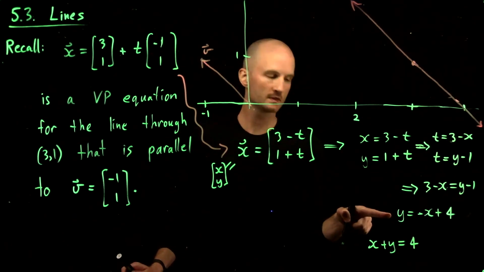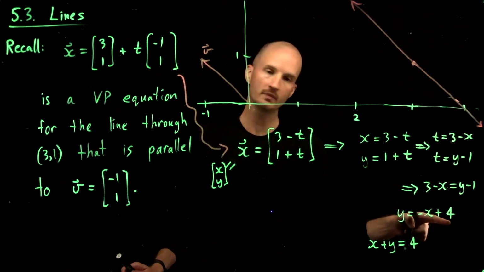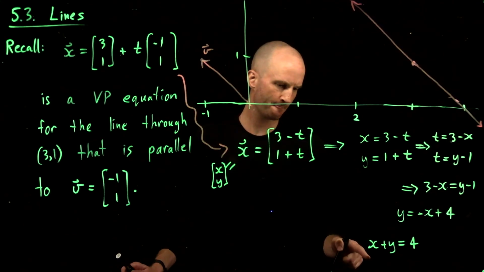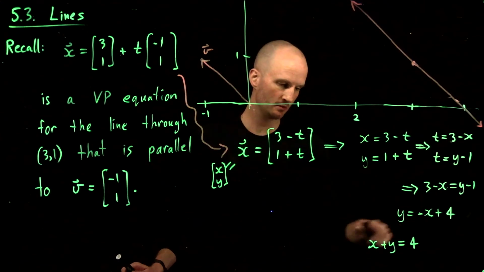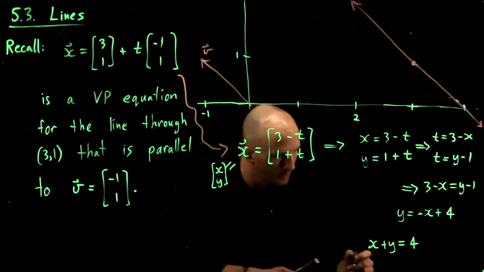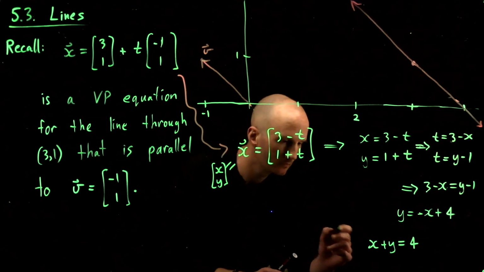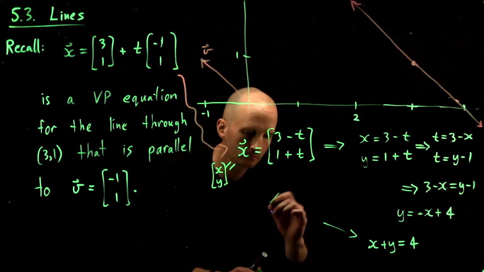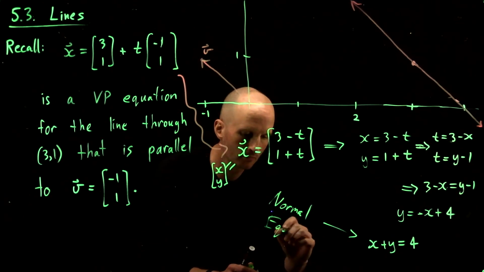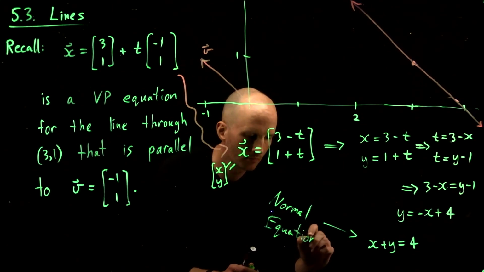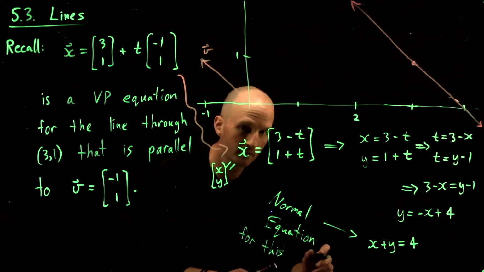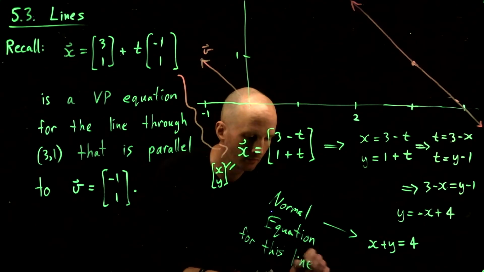Okay, this form here is sometimes called the slope-intercept form. This one down here is sometimes called the standard form, or we will call it the normal form, or the normal equation for this line.